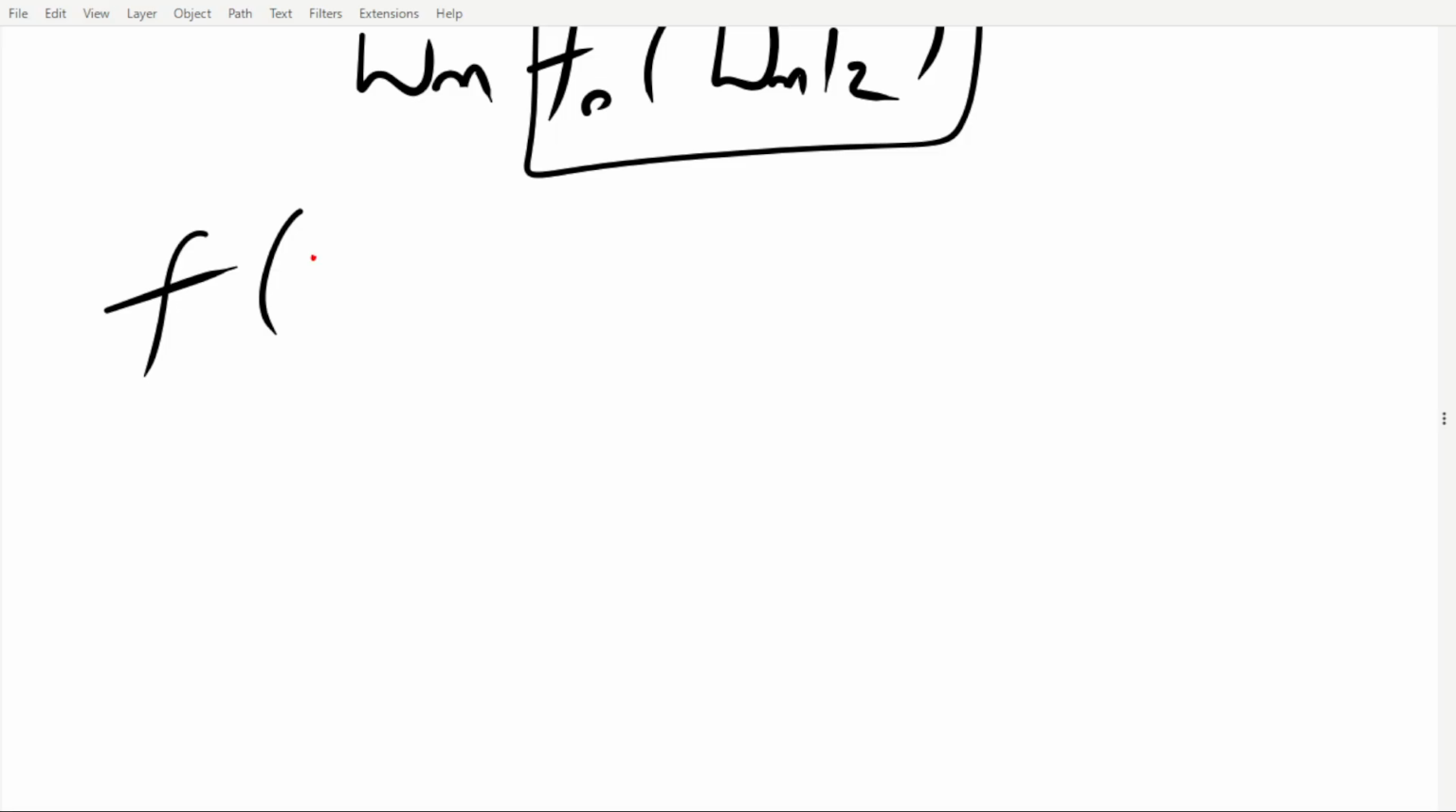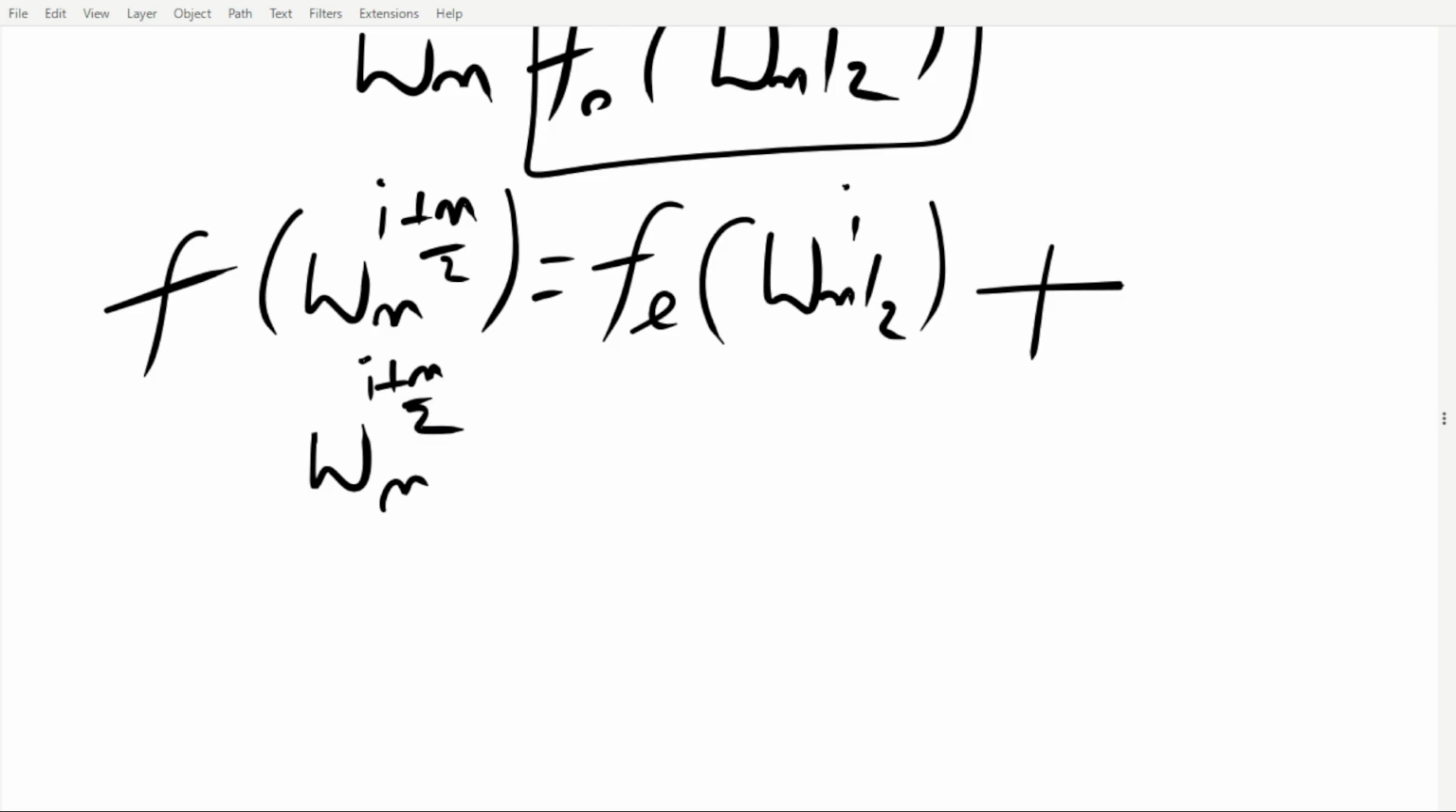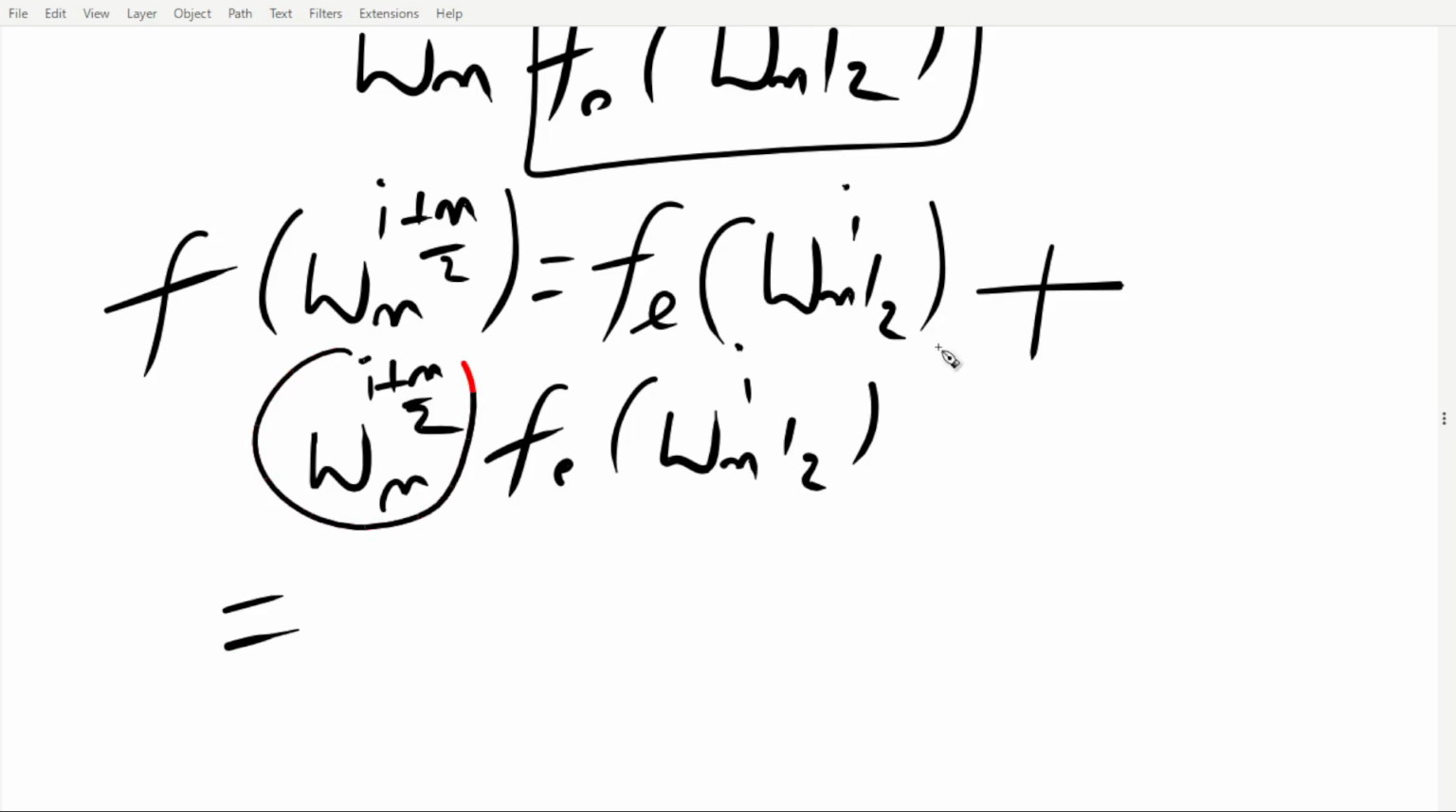The second half set of values, omega n to the power i plus n by 2. We get again the smaller FFTs repeated, fe of omega n by 2 to the power i minus... So why minus? Just see, it is actually omega n to the power i plus n by 2. This is second half value, fo of omega n by 2 to the power i. So there is no need to calculate this.